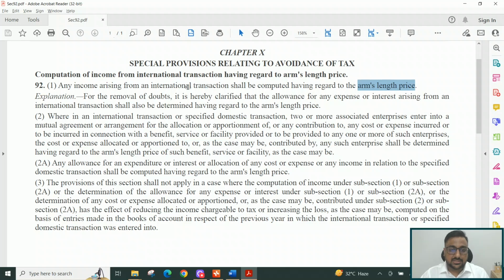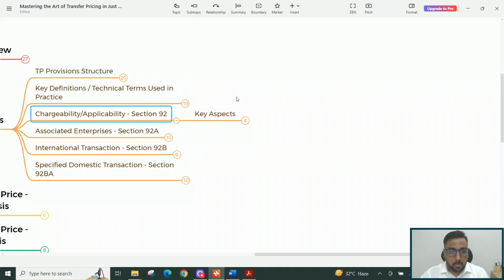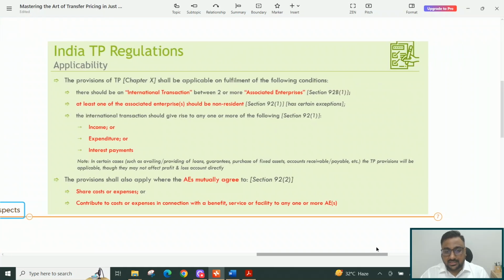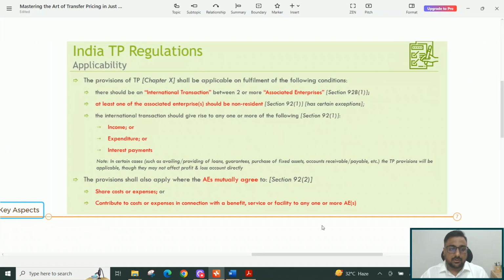Let me just go to the mind map as well. I am also discussing the other provisions, but section 92 mainly focuses on these particular conditions. So I'll read it again. The provisions of transfer pricing shall be applicable on fulfillment of the following conditions. There should be an international transaction between two or more associated enterprises. At least one of the associated enterprises should be non-resident.